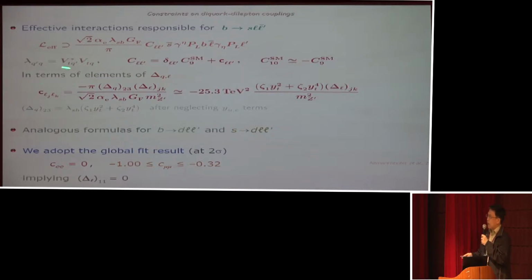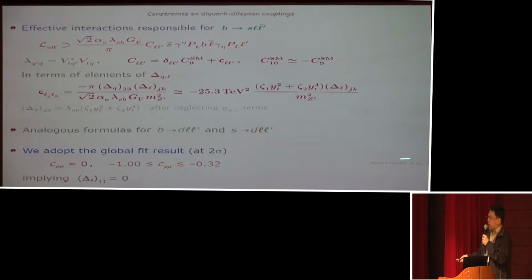Okay. Now a little bit more detail. You can expand these deltas, and so you have this form. And you can generate analogous formulas for B to D l l prime or S to D l l prime. So that O1 operator can contribute to various low energy processes in general.